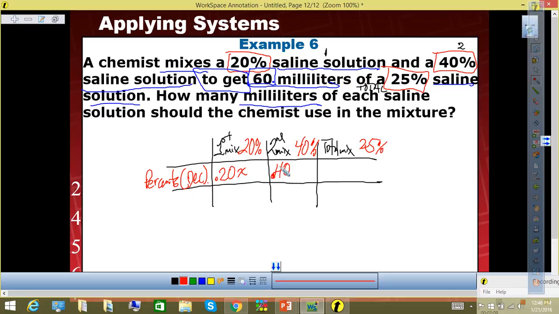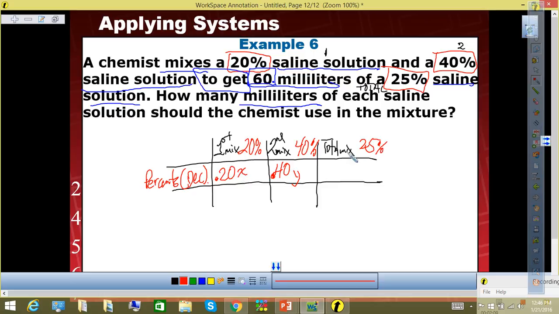Next one, 0.40. And let's read the second part. And a 40% saline solution. Does it say how many milliliters? No. So that one we're going to label Y. Okay. Now check this out, before we write the last one. Everybody understands by now, hopefully, we're at the semester, that whenever you have the variable and the coefficient, what operation is in between? Multiplication. The only thing here, instead of a number, we have a variable.